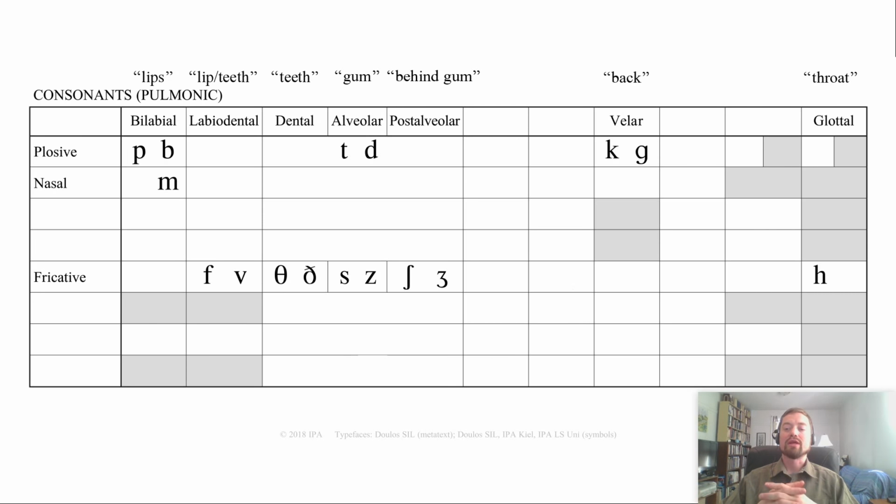So perhaps you can guess and fill in the next one, which would be underneath the D. So it's like total closure there at the gum behind the top front teeth. And you get the letter N, which you can see as in a word like no.